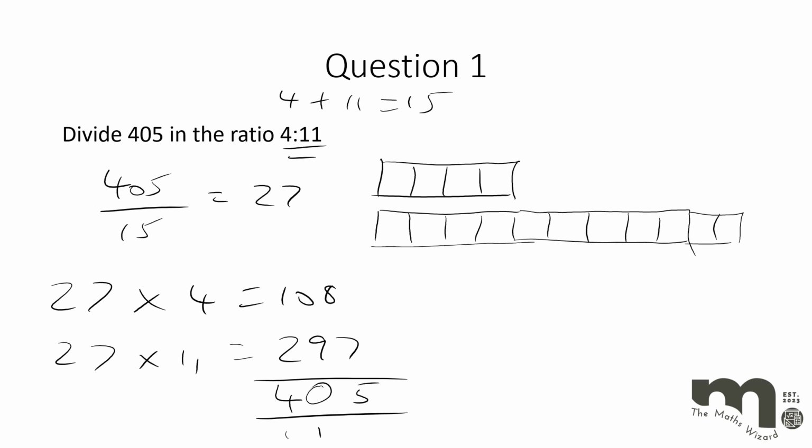You then divide your 405, because all of that is worth 405, by that 15, and you can see then that each part is worth 27. So you can use your bar modeling for ratio as well. It is a bit trickier when you've got, obviously, lots of numbers. Okay, let's have a look at another example then.